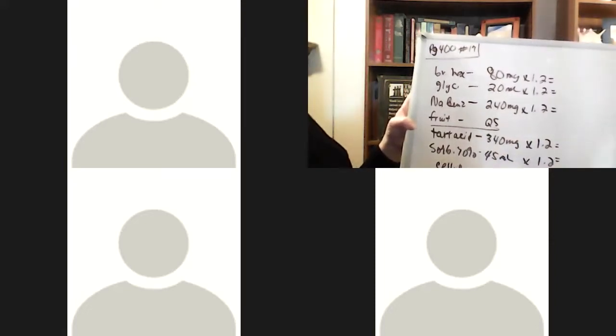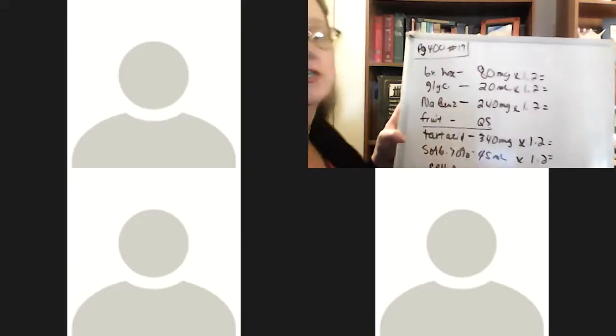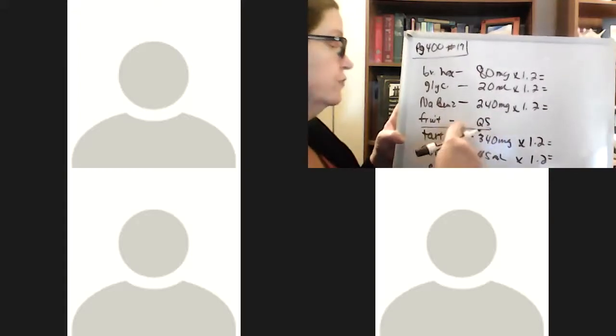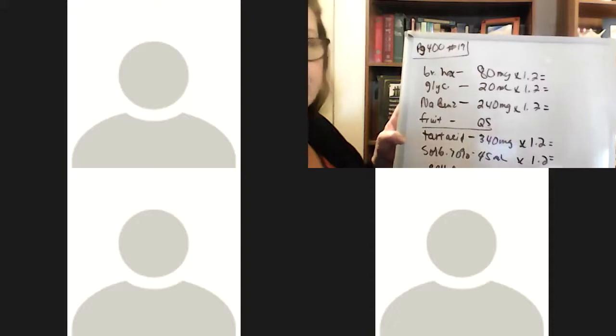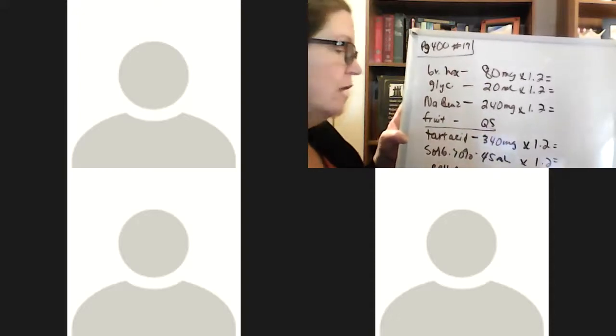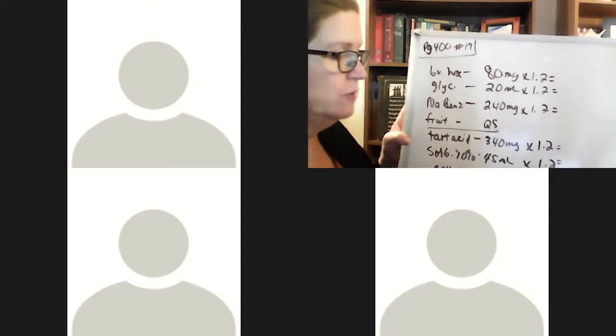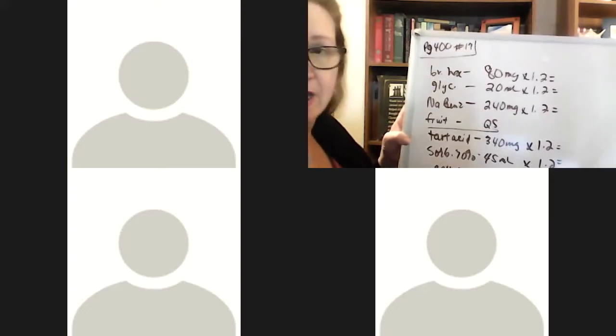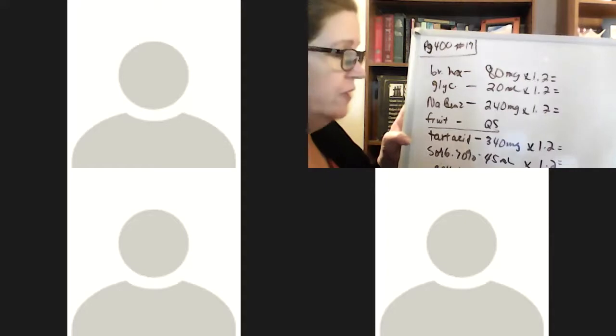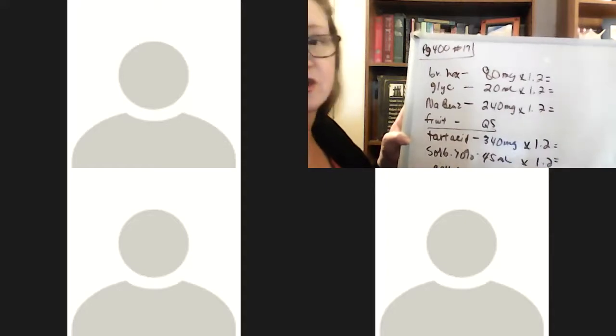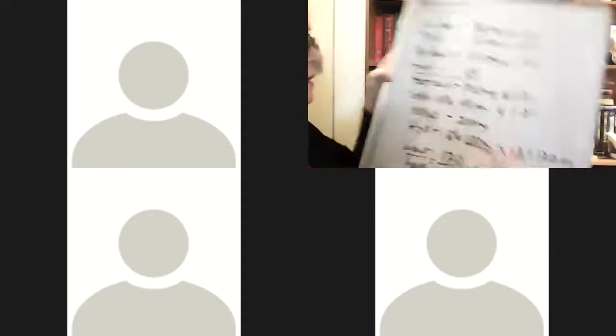And okay, so QS is quantity sufficient. What it means here for fruit flavoring is how much fruit flavoring you want. So I would get within a few milliliters of the 120, maybe 110, and add a few milliliters of fruit flavoring and see if that's a good taste, and then QS the rest of it to 120.